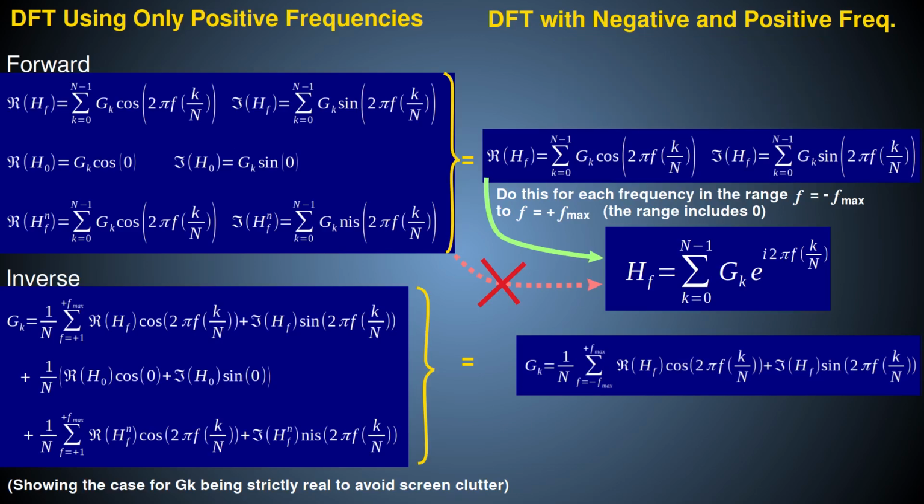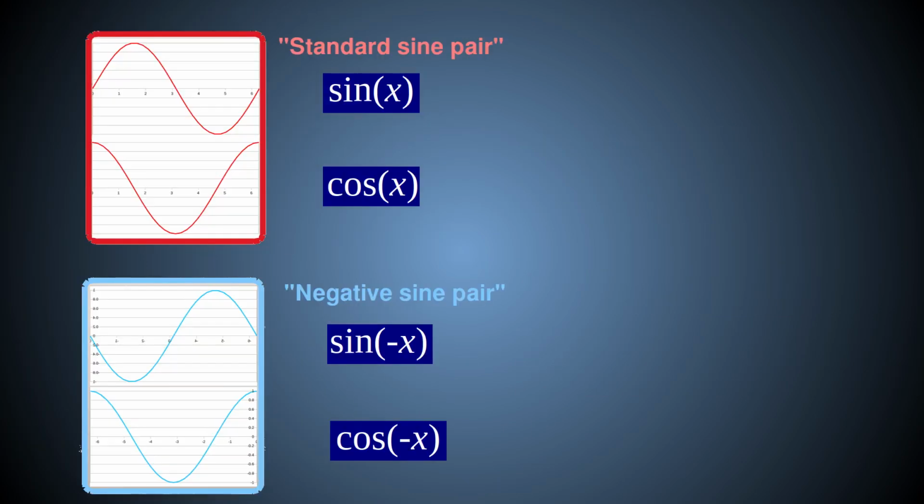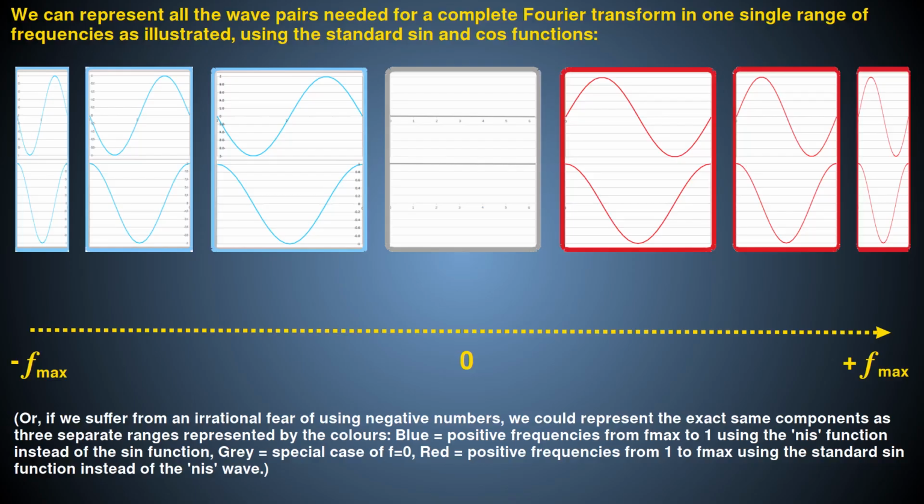So, negative frequencies don't represent some fundamentally different magical waves that travel backwards in time or anything like that. They just allow us to represent the shapes of the two pairs of waves that we need for Fourier analysis, using one continuous range of frequencies with just the standard sine and cosine functions. However, there's more to it than simple mathematical efficiency. It turns out that using a continuous negative to positive number line for frequencies also gives us a more direct mathematical description of real-world physical phenomena.